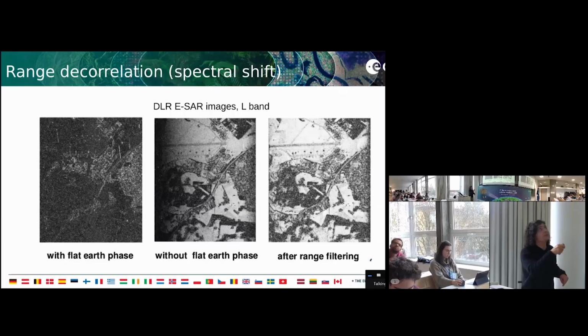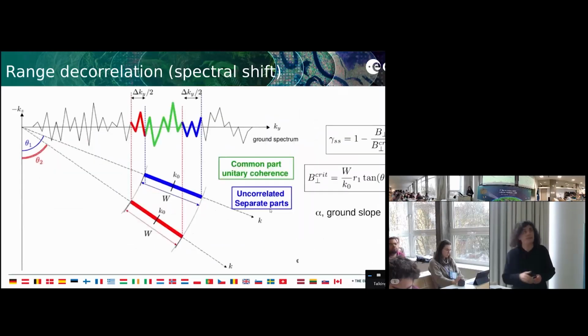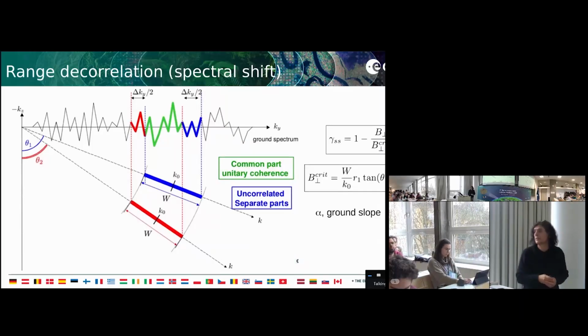So the acquisition was performed on the left-hand side of the image. So this is in agreement with what was written here. This decorrelation is a function of the orthogonal baseline, which changes with the incidence angle.